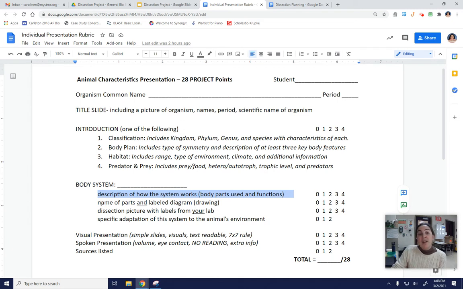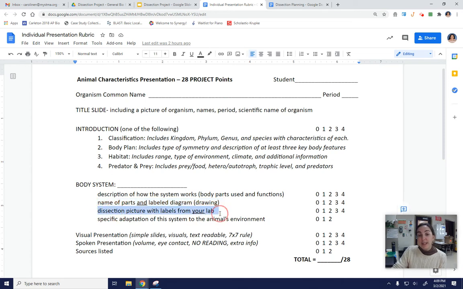The second thing that you need to include is the name of all the parts and a labeled diagram or a drawing that shows all the different parts of your body system. You can use this diagram during your presentation as you're explaining how your system works.